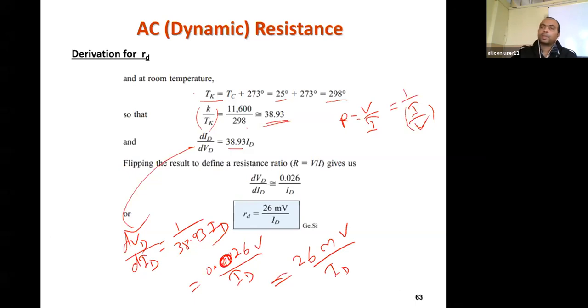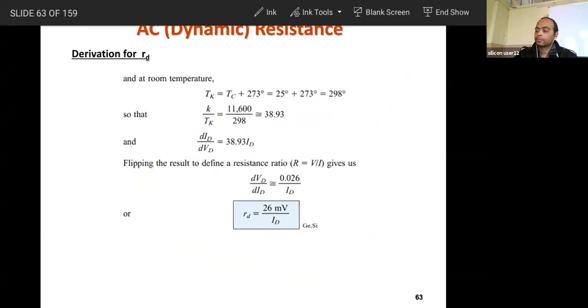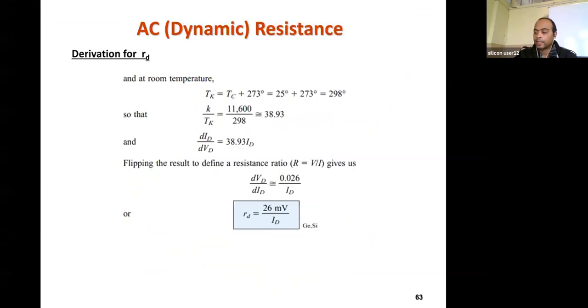So directly, if you know id at a particular point, its AC resistance can also be calculated using this equation, 26 millivolt by id. Most of the time this derivation is asked in the exam: find out the AC resistance or derive the AC resistance rT, which is given by 26 millivolt by id. You have to derive it in this way. Understood? Just again, otherwise I am telling.